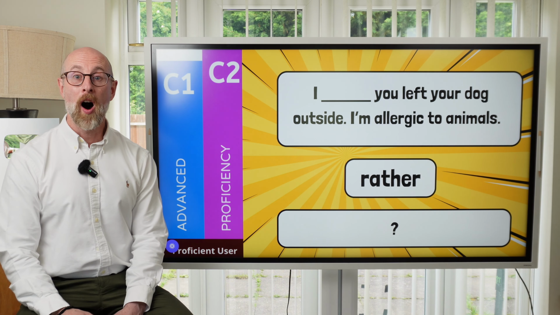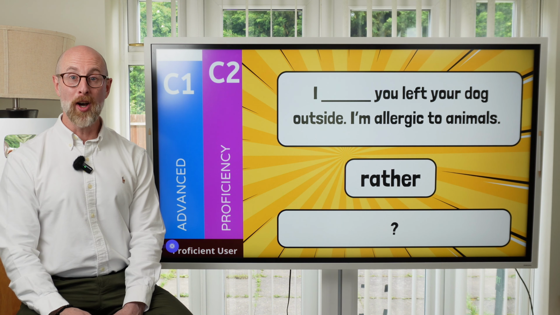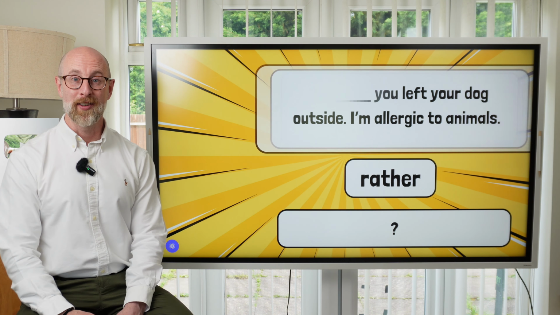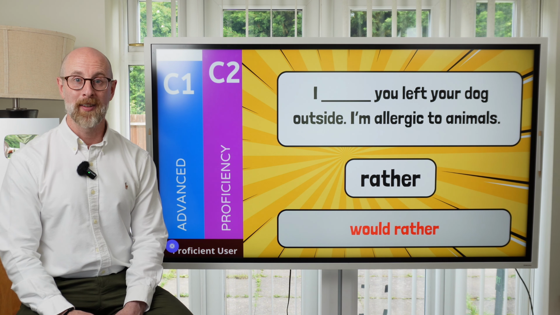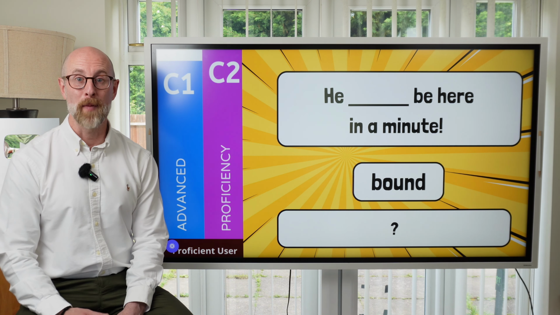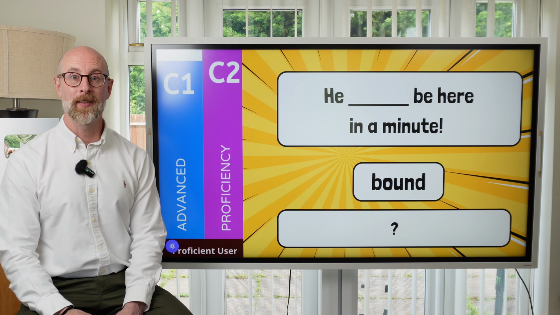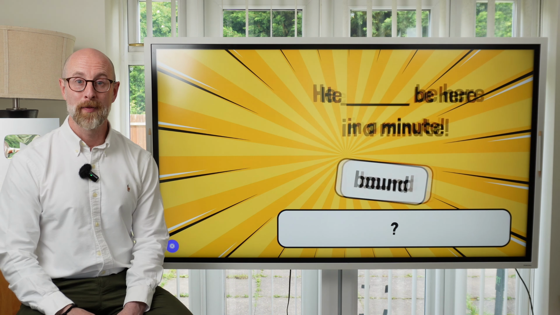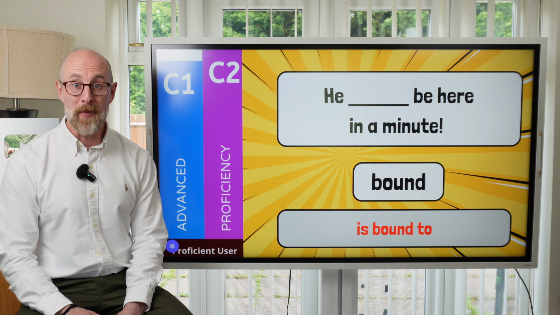Number 1, you left your dog outside. I'm allergic to animals. The answer is, I would rather you left your dog outside. I'm allergic to animals. Here is question number 2. He be here in a minute. Here's the answer. He is bound to be here in a minute.